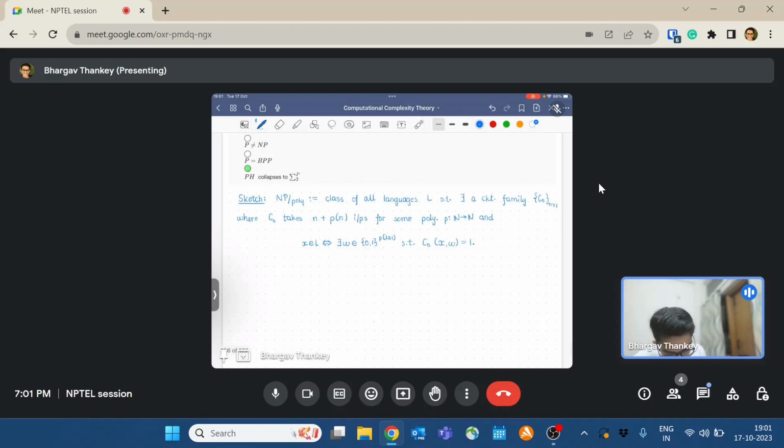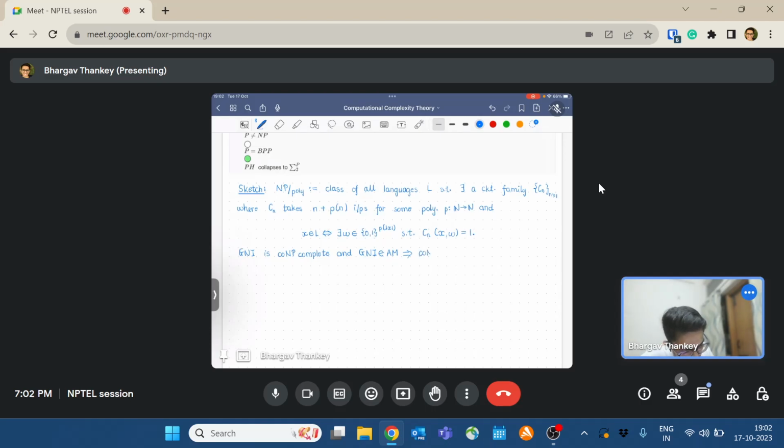Now if GNI is co-NP complete, then, since we already know that GNI is in AM, right? I think in class you would have seen a public-coin interactive proof for graph non-isomorphism. So these two together give us that, since GNI is co-NP complete, every problem in co-NP reduces to it, and then using the interactive proof for GNI, we can also give an interactive proof for every problem in co-NP. So this means that the entire co-NP is contained in AM. In particular, 3SAT complement is contained in AM, right?